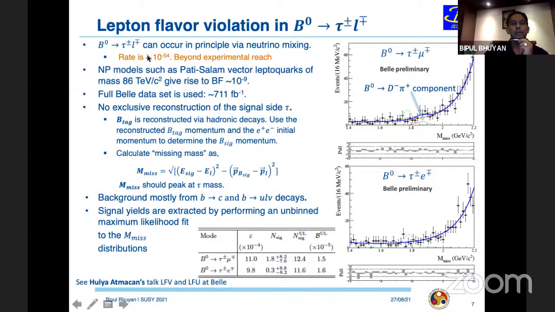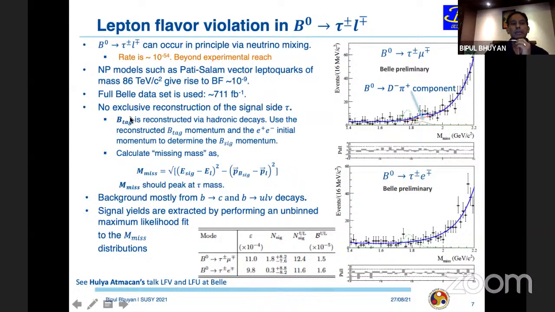Okay, so there is another study being done to look at B0 decaying to tau and lepton. Again, this can, in principle, occur by neutrino mixing. The rate is expected to be very small, around 10⁻⁴, which is beyond the reach of any experimental facility. But in some new physics models, this branching ratio can be as high as 10⁻⁹, and that's basically the goal of this analysis. To search for this decay, we use the full 711 femtobarn of data at the Upsilon(4S) resonance.